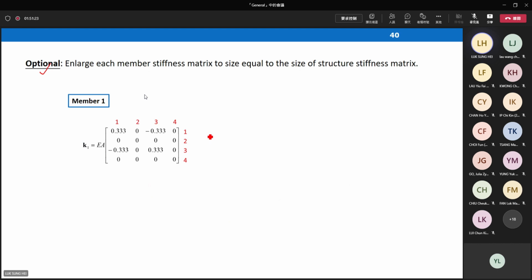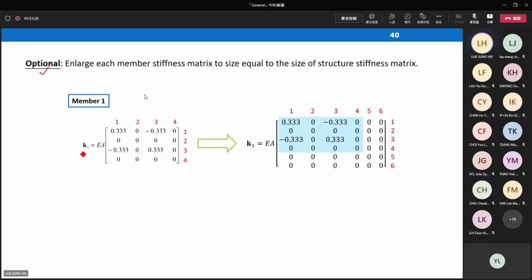In view of that, we can convert our element matrix to the same dimension as the structure stiffness matrix. We can convert our element matrix to a 6x6 matrix, the same dimension as our big K, 6 by 6. You have to sort the numbers as well, so that they are arranged in ascending order, 1 to 6. According to their positions, you just put the numbers according to their position, 1, 1, 1, 2, 1, 3, and 1, 4.